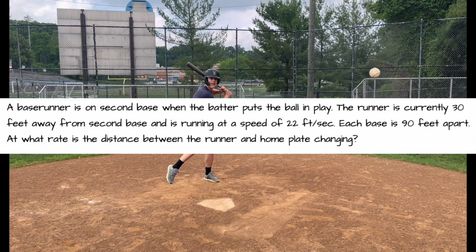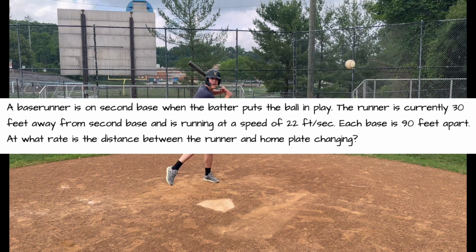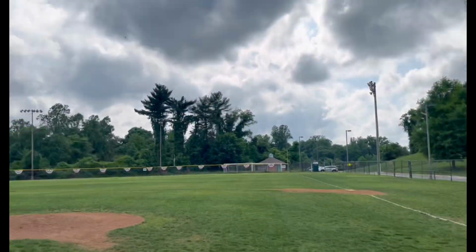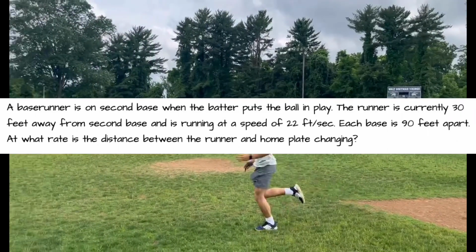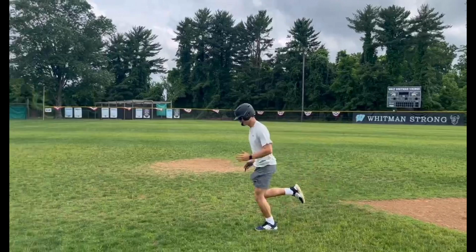A base runner is on second base when the batter puts the ball in play. The runner is currently 30 feet away from second base and is running at a speed of 22 feet per second. Each base is 90 feet apart. At what rate is the distance between the runner and home plate changing?